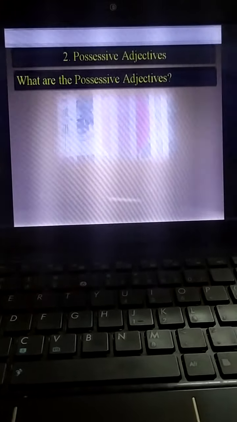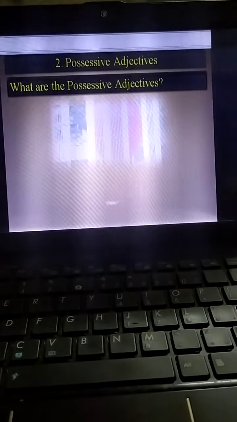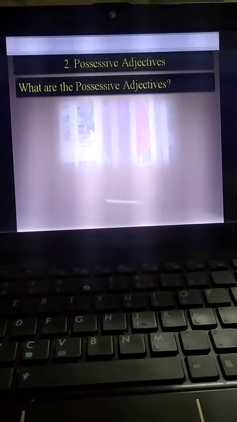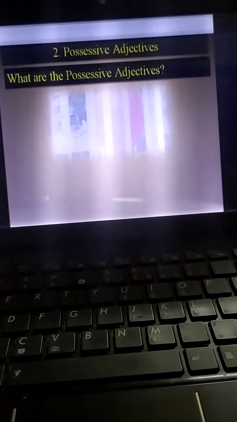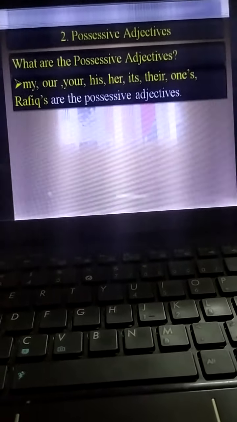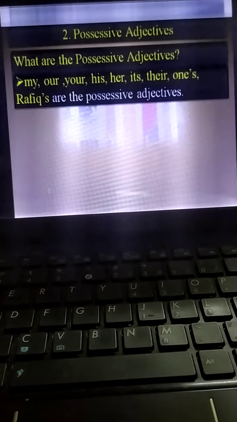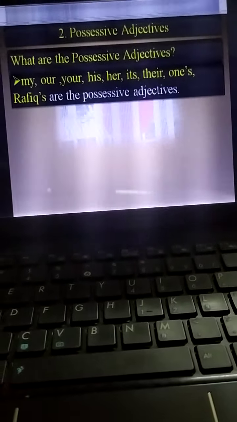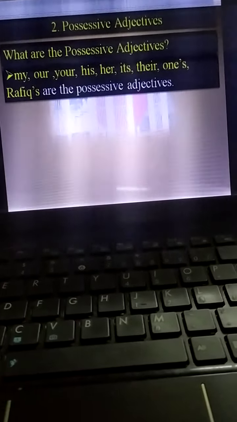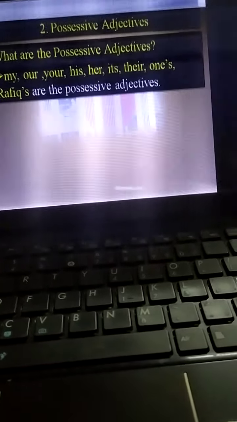Now, possessive adjectives. This is another important thing, and if you remember, in our use of pronouns we talked about possessive adjectives. What are the possessive adjectives? Look at these. First person: my, our. Second person: your. Third person: his, her, its, their. Also Salam's and Rafiq's. These are other possessive adjectives we use.